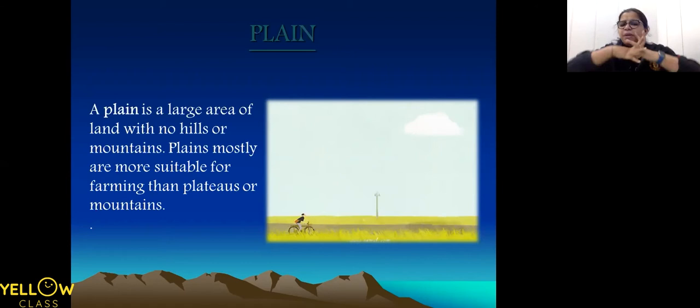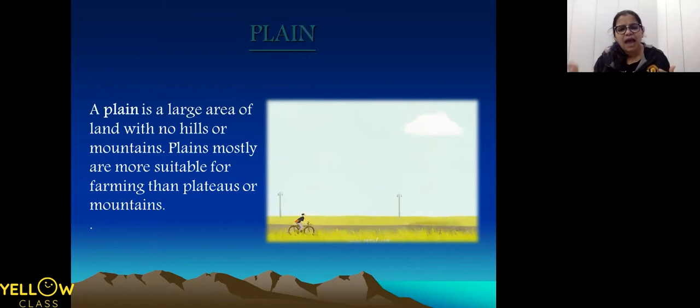A plain could be a very large area of land where there are no hills, no mountains, and you can see a lot of farming and agricultural activities on such lands. Obviously, because you cannot do such activities on mountains or plateaus because they are of irregular shape. But agriculture and any such activities can be done on plain ground that we call a plain. Is it very clear? There's no confusion in here.